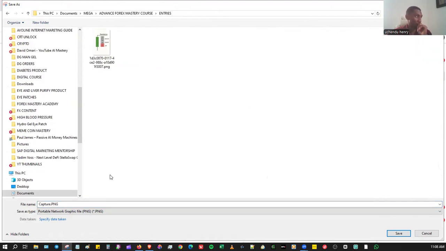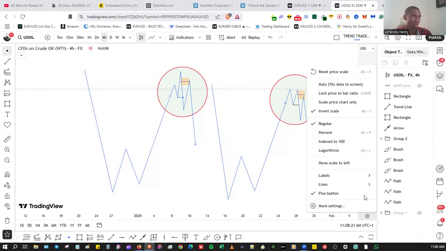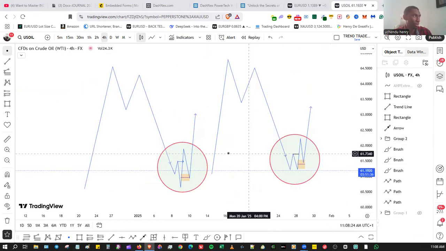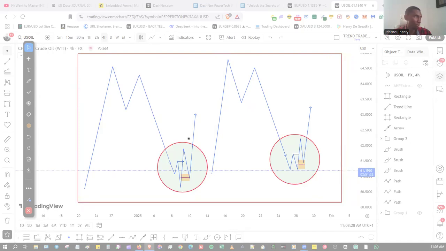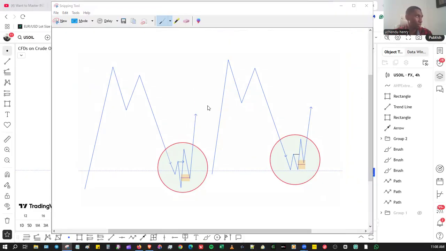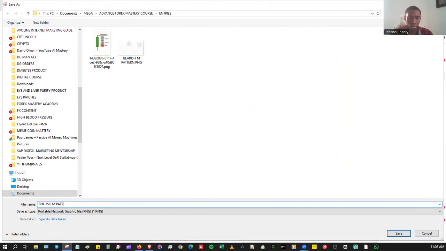I'm going to save it as entry, bearish pattern. Okay. So back to this, go again. Okay, take a screenshot. Bullish pattern. I might attach the image to this video if I'm posting it on YouTube.